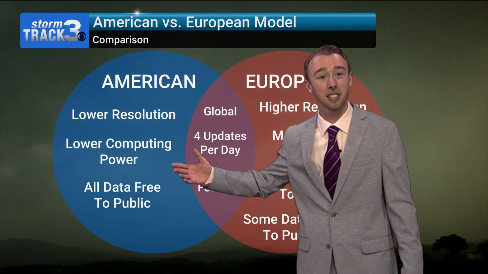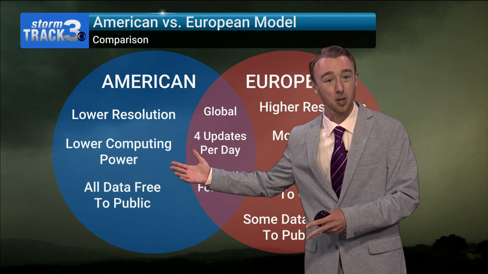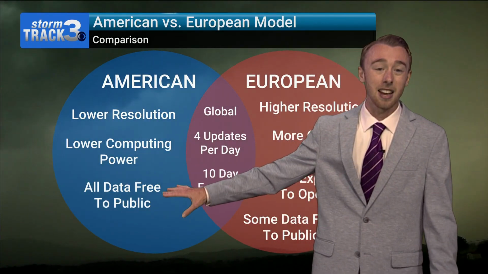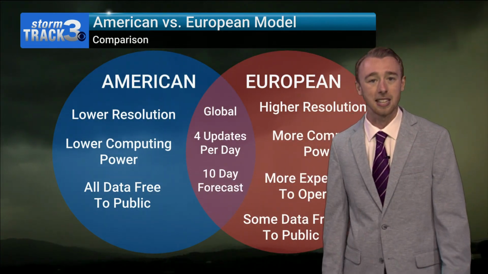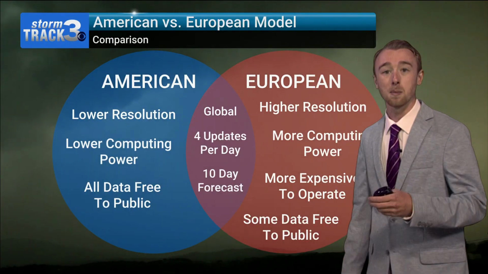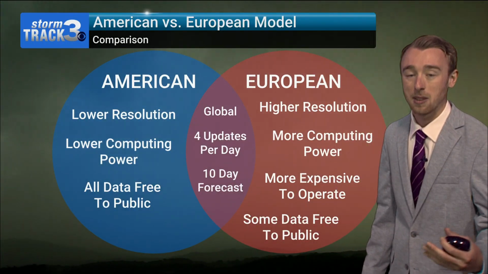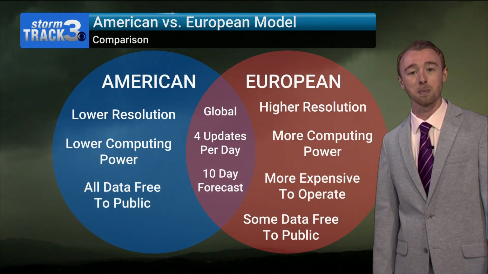Well, the American is a lower resolution model based on its lower computing power. This allows it to have all data free to the public. You can look it up at any point in any given day. The European model has a higher resolution because it has more computing power along with it. It is more expensive to operate, so only some data is free to the public.